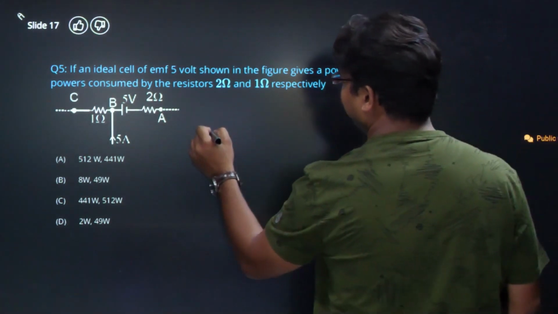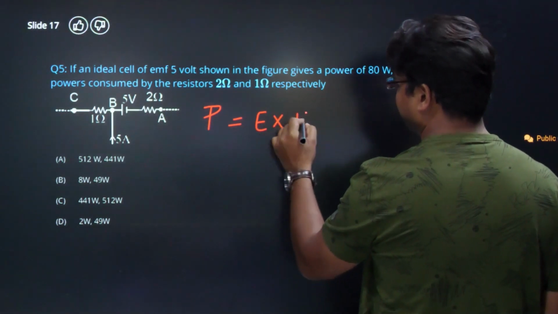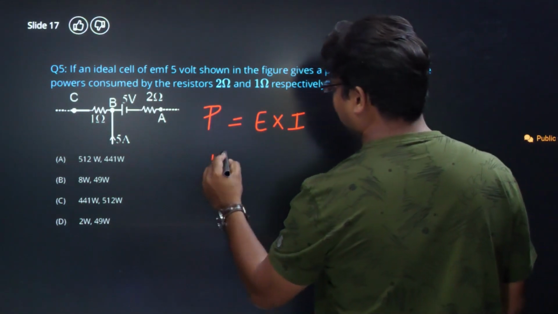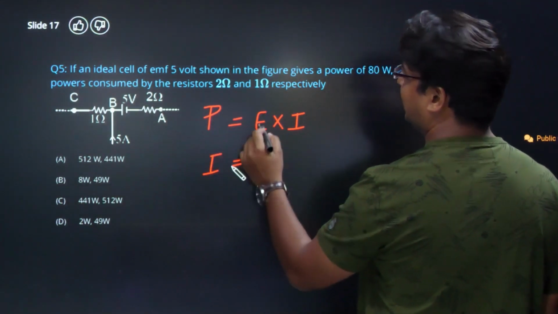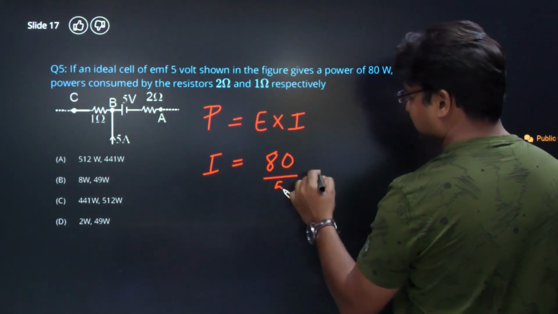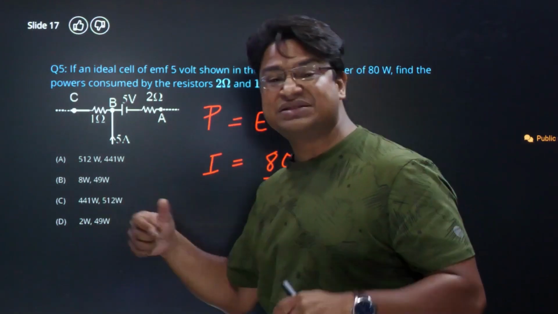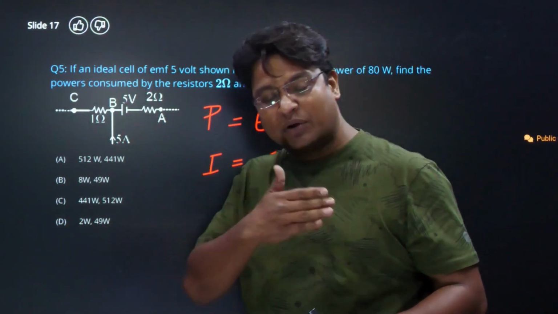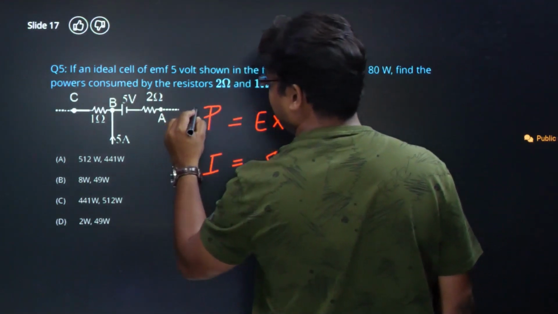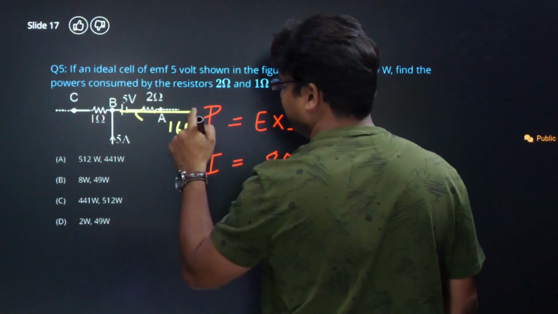So the power given out by a cell is written as the EMF times the current flowing through it, the current passing through it from the negative terminal to the positive terminal. So we can calculate the magnitude of this current as 80 by 5. 80 is the power, EMF is 5. So this current will be 16 ampere. And we also know that because this cell is giving out power, the current in it must flow from the negative terminal towards the positive terminal. So we are now aware of the current in this branch. The current in this branch is definitely 16 ampere and it is definitely towards the left.